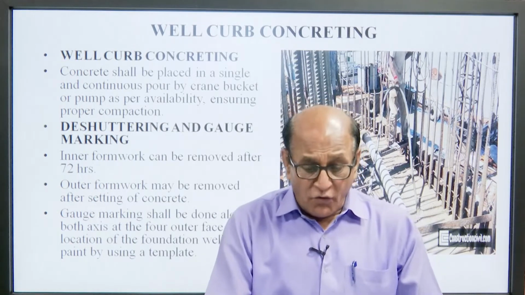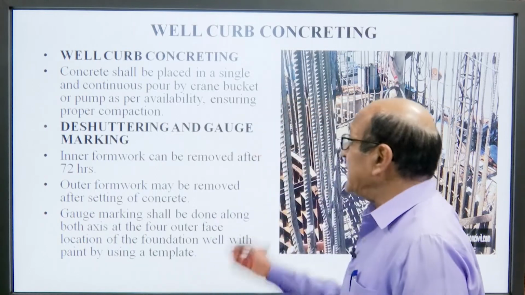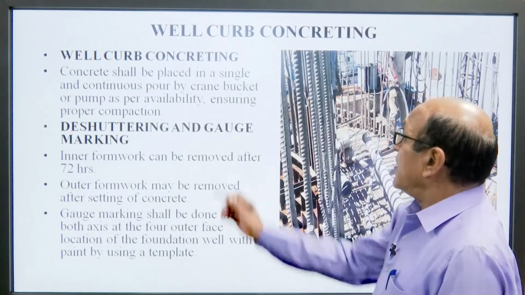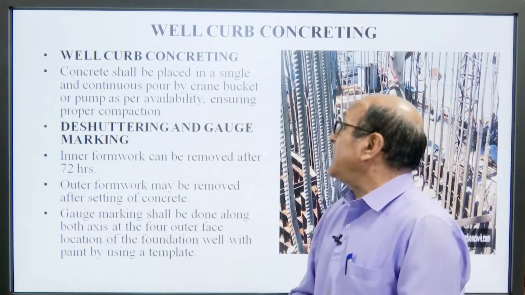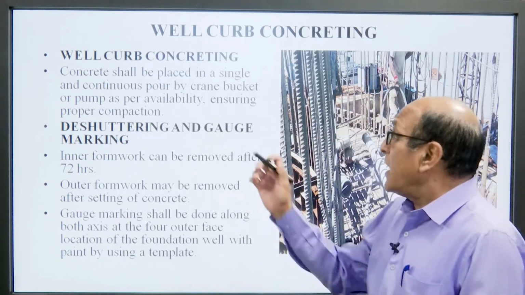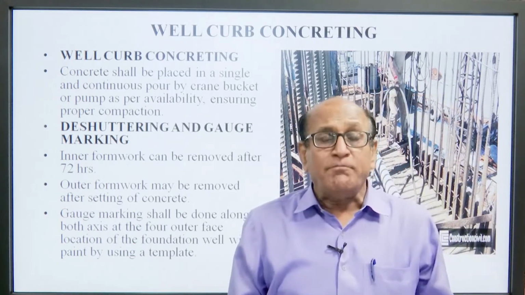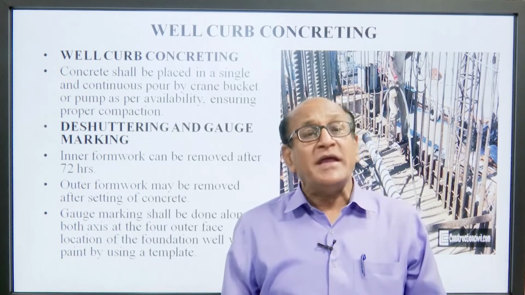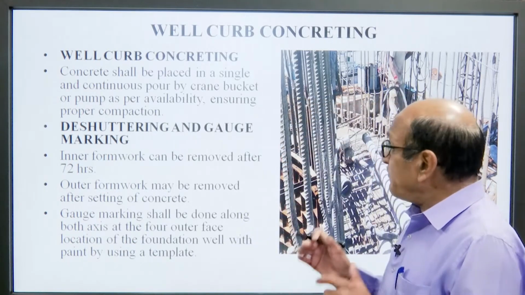So, the next is well curb concreting. We can see here the well curb concreting. The concrete shall be placed in a single and continuous pour by crane bucket or pump as per availability, ensuring proper compaction. It is very important that the concrete pour should be continuous with proper compaction.